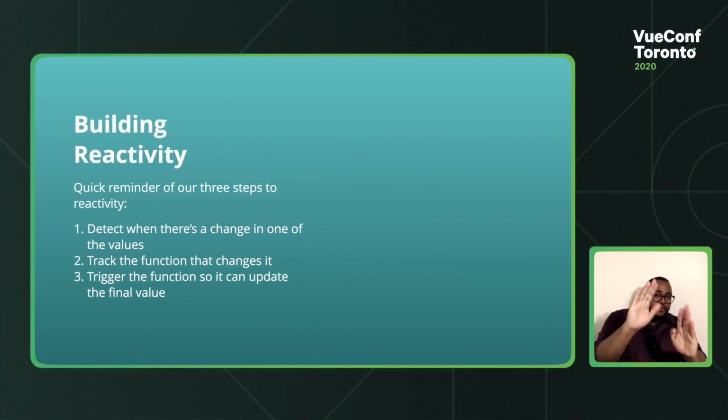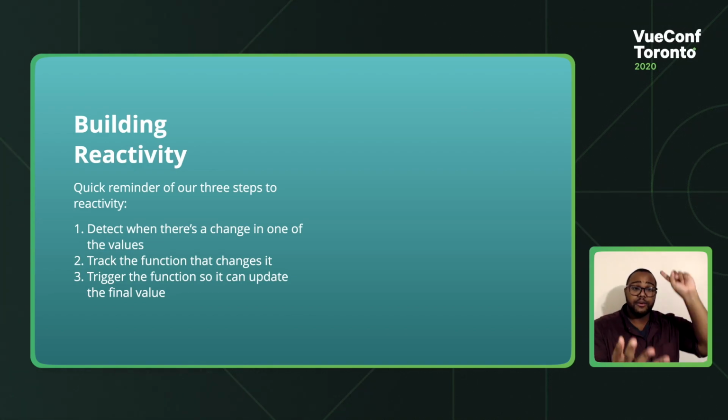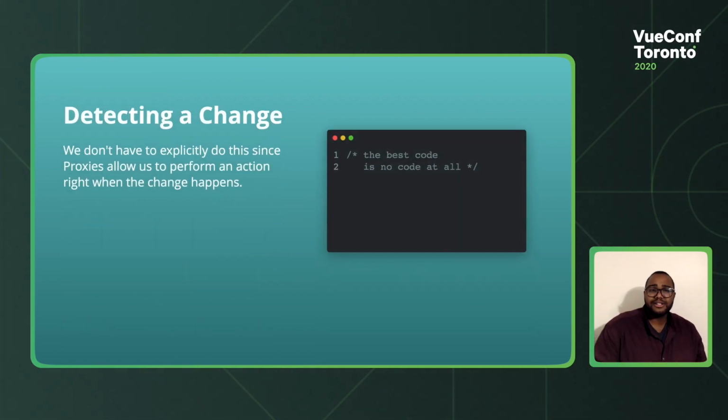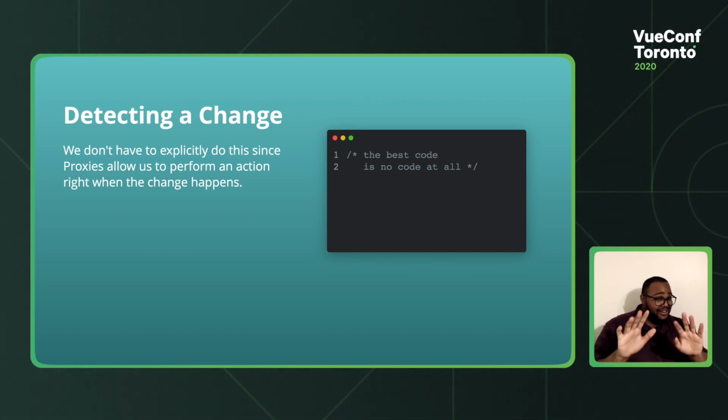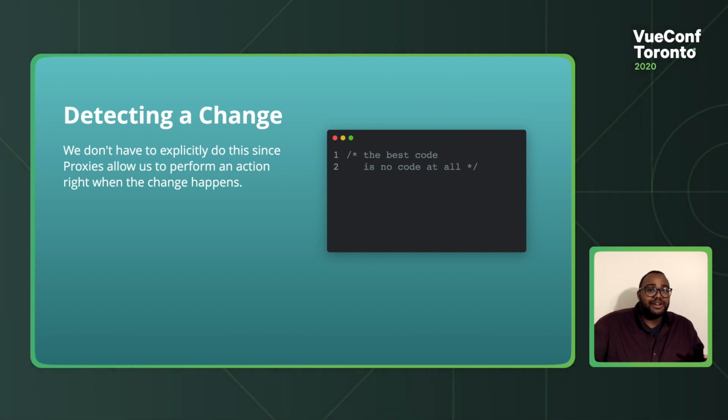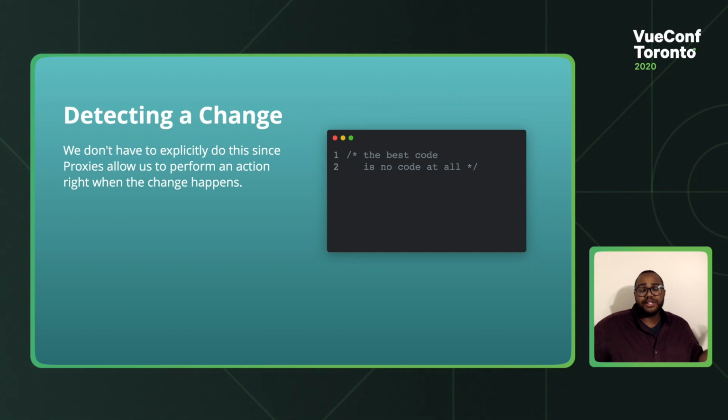So remember for a second our 3 steps to building reactivity. We got to detect when there's a change, we have to track the function that changes it, and we have to trigger that function so it can update the final value. How do we go about detecting a change? Well, conveniently, we don't actually have to do anything special for this. Whenever we're actually going to update a value, we have a proxy. The proxy is going to straight up say, hey, I'm going to run your code when this value is updated. So we don't have to do anything special to detect the change. It's just going to happen.